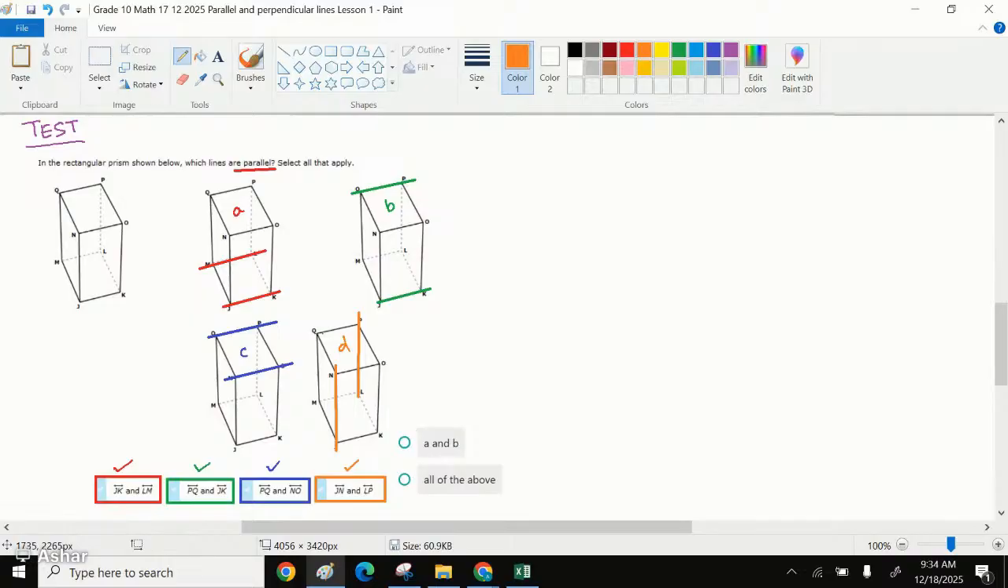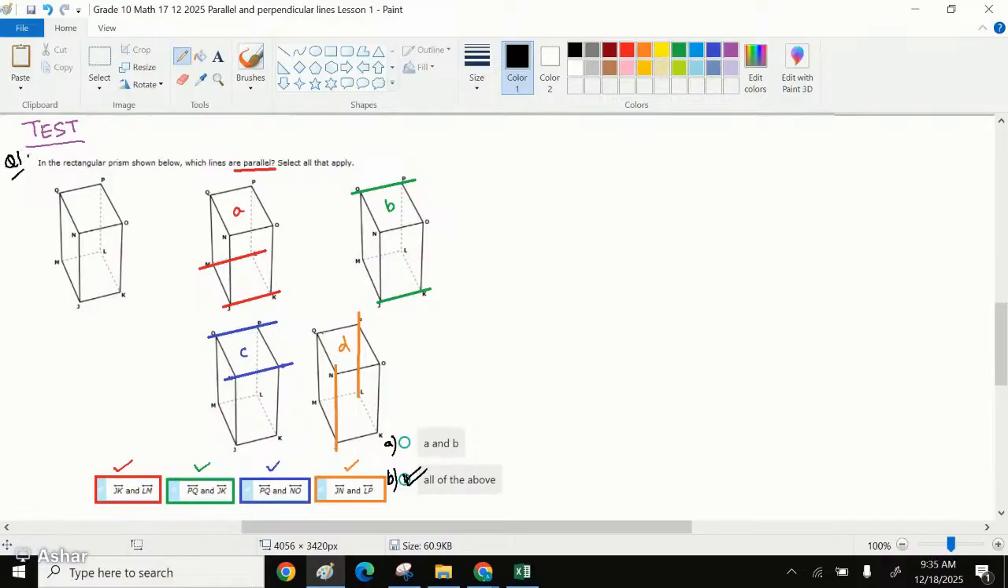So what are the 2 options we have? Only A and B are parallel? No, C was already. So if we have a third option, then automatically option A cannot be the option. Then we have to go with option B. All of the above, all of these are parallel lines, right?